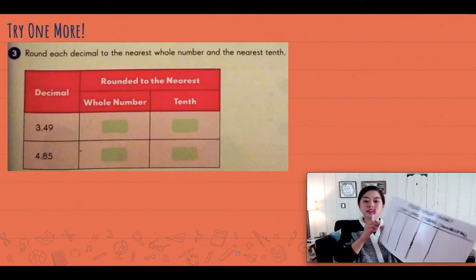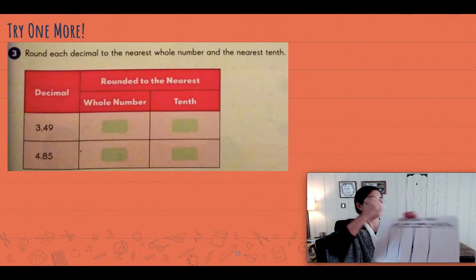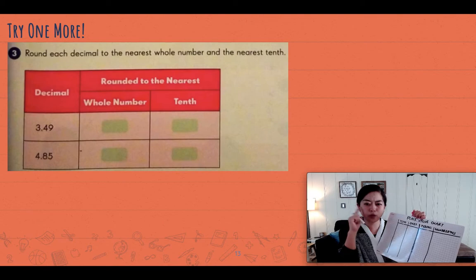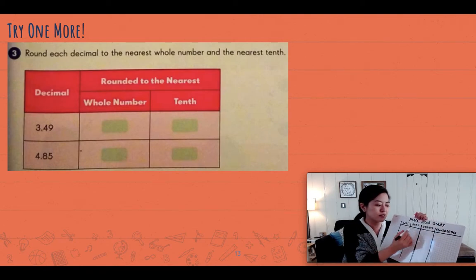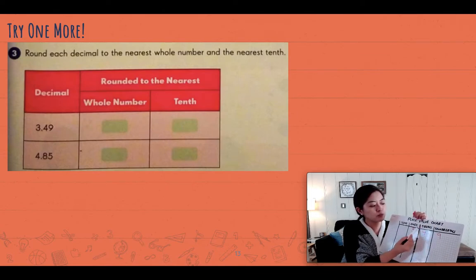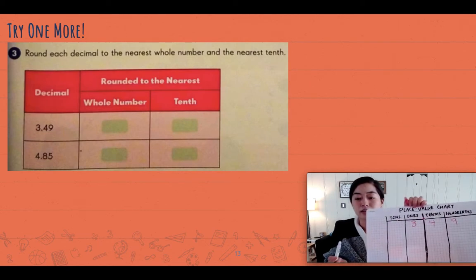Okay, so again, I'm going to use my place value chart here, and I'm going to put it in here because this is another way for me to understand this decimal. That's why I'm writing it in the place value chart. So 3.49, or we can say 3 and 49 hundredths. Okay, you see that?